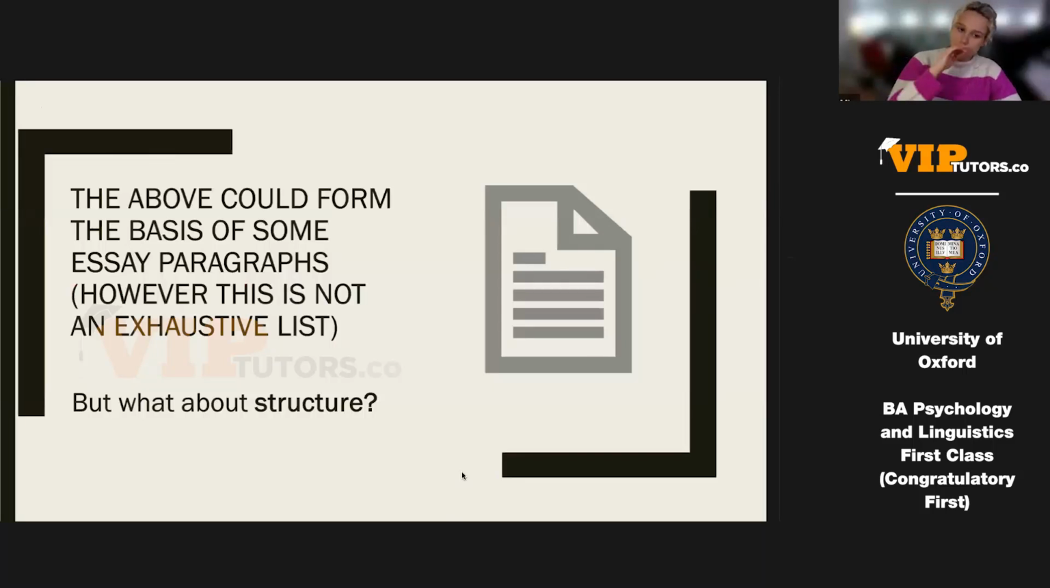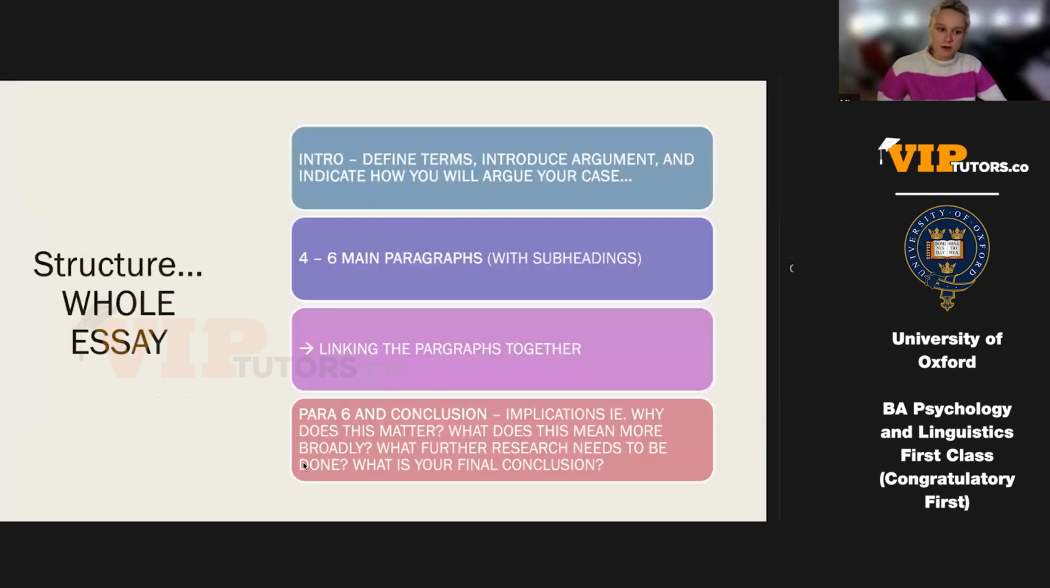So the above, or all these lines of argument, might be able to form the basis for some of our essay paragraphs. But how would we go about structuring the essay and each paragraph? So what I normally recommend for an essay structure for the John Locke Essay Competition, especially for the psychology category, is the following. You start with your introduction, where you define your terms, you introduce your argument, and you indicate how you will argue your case.